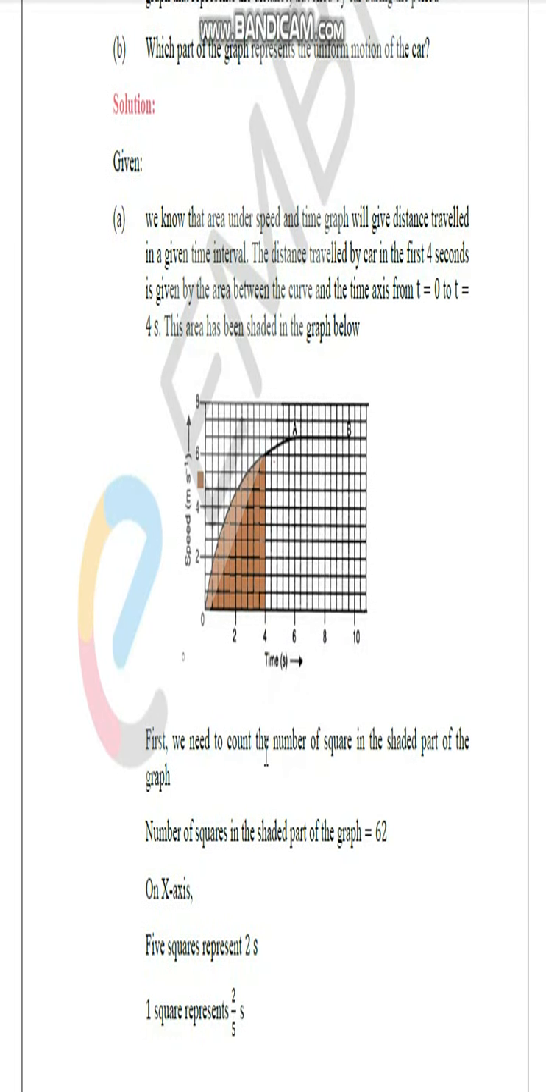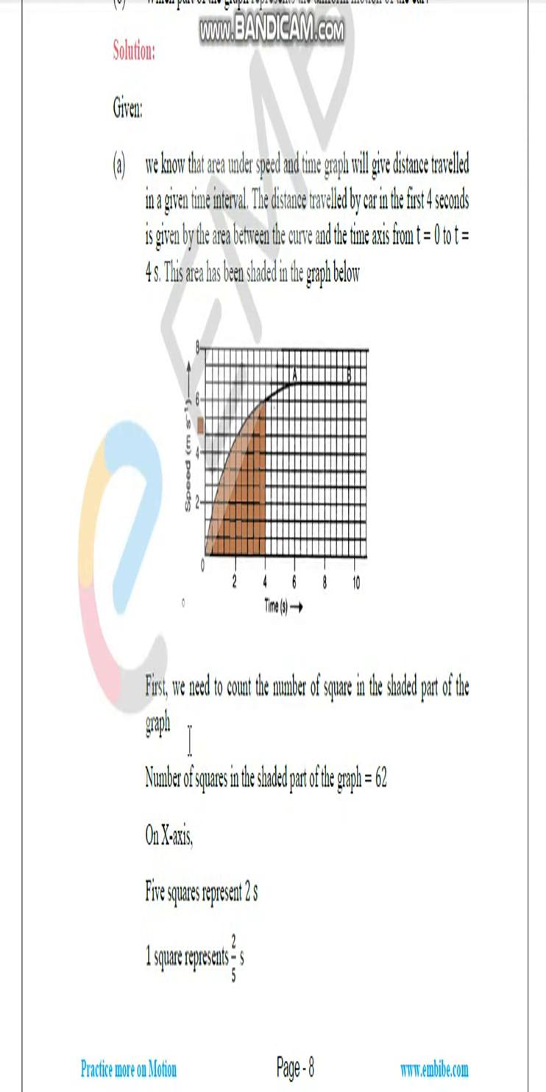So I have to find the area of the graph. How will I find the area? Firstly, I count all the squares in the shaded area, and the count is 62. Now on the x-axis, the time axis, I take my reference point at 2 s. At 2 s, how many squares are there? If I count 1, 2, 3, 4 and 5, there are 5 squares.